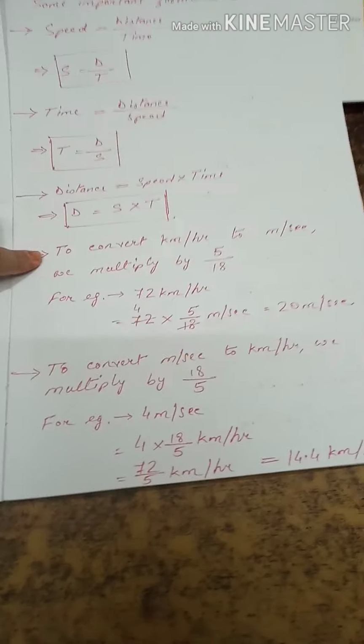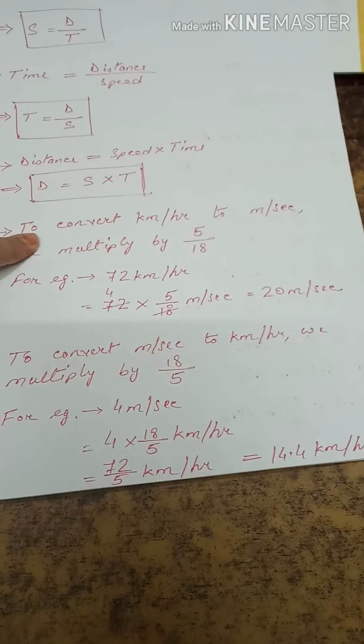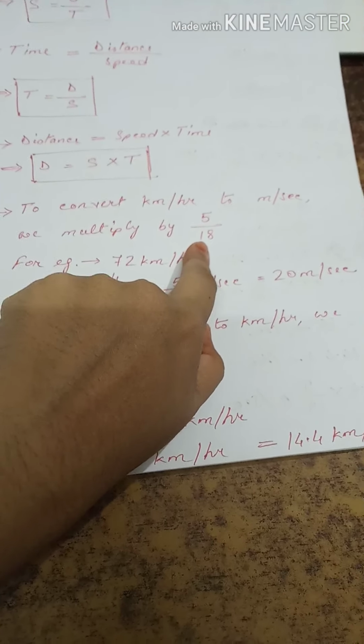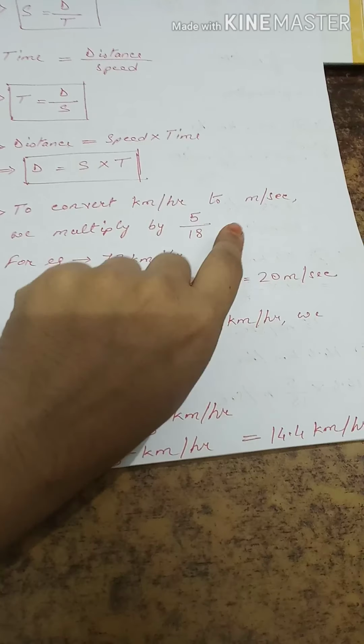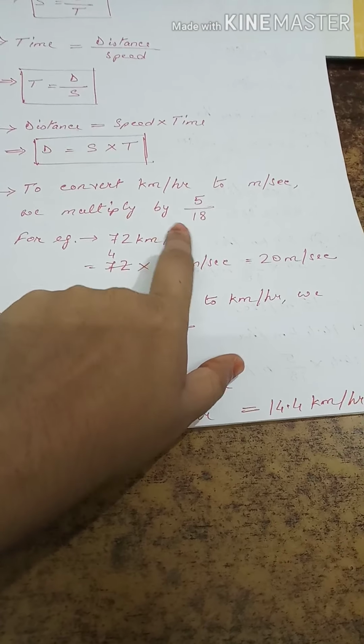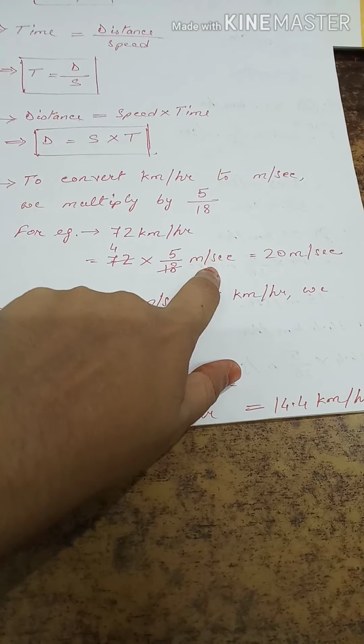Now apart from that, you need to understand that to convert kilometer per hour to meter per second, we multiply by 5 by 18. Suppose you are given a question in kilometer per hour, so you have to convert it to meter per second. In that case, you will multiply the number with 5 by 18. See here, one example, 72 kilometer per hour is given, so I am multiplying 72 into 5 by 18. In that case the unit will become meter per second. So after cancellation the answer comes out to be 20 meter per second.